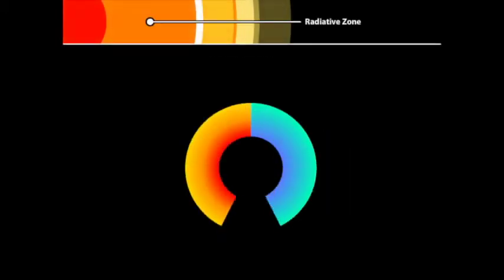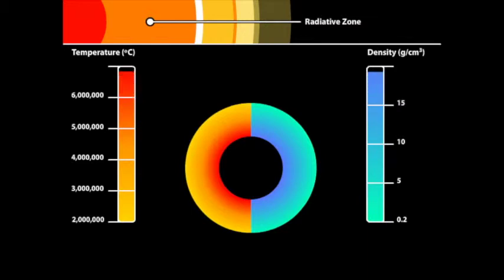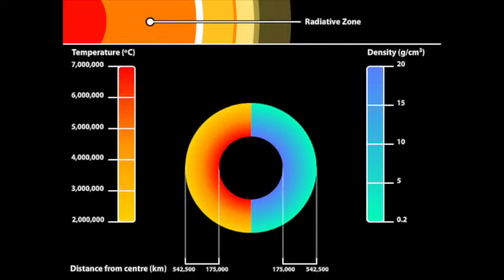The radiative zone is marked by a significant drop in both density and pressure. The density drops from about 5 times that of pure gold to 1/5 of that of water. The drop in both temperature and pressure means that nuclear fusion reactions can no longer take place. Instead, the energy released in the core starts to make its way to the surface of the Sun.